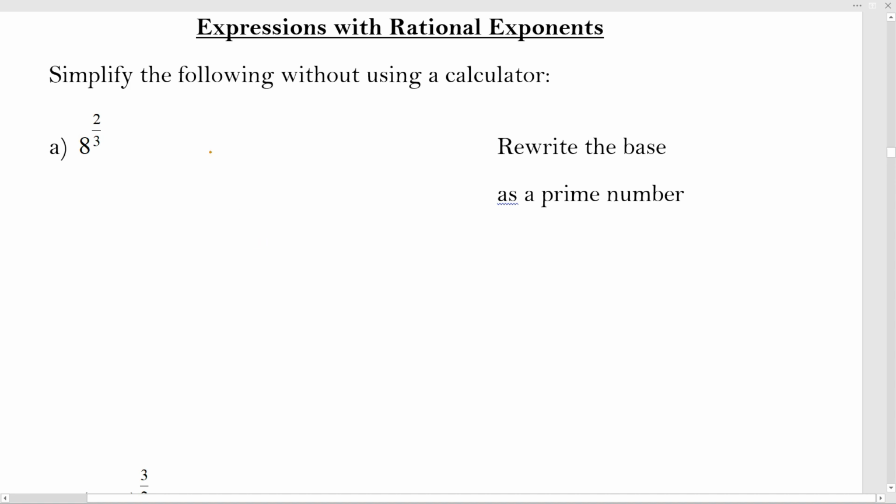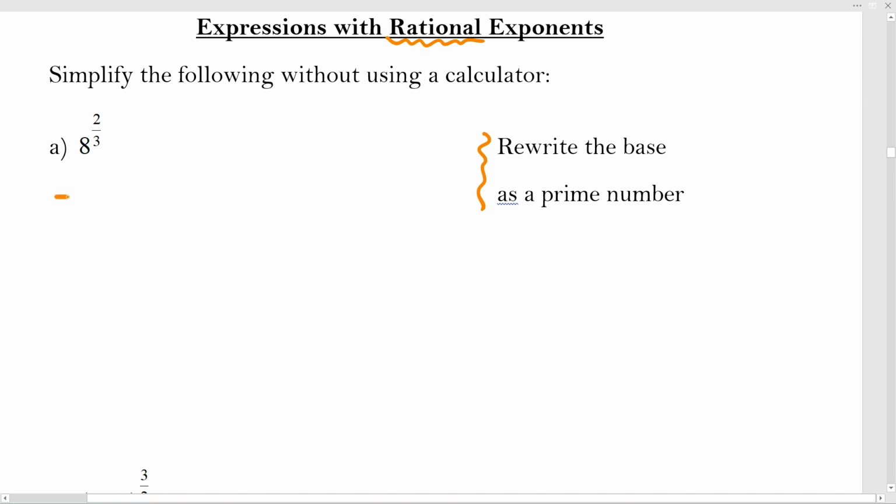Sometimes we get exponents that are fractions. Okay, so that's what the word rational means, written as a fraction. And our step here will be to rewrite the base as a prime number and then deal with the exponent as a fraction. So we've now seen this 3 times in our study of exponents in grade 11, so it's definitely one of the most useful skills is to rewrite in prime factors.